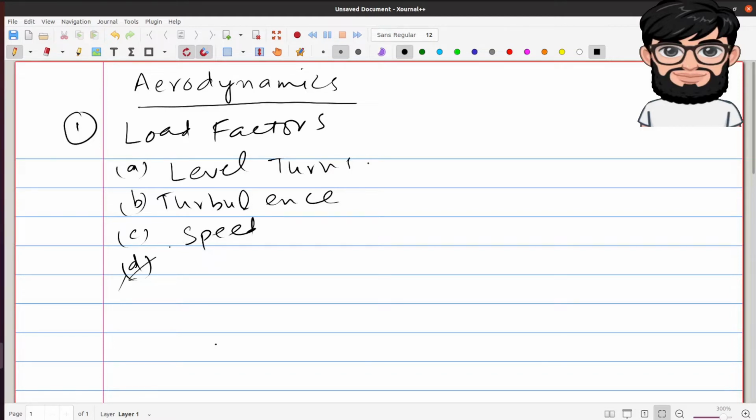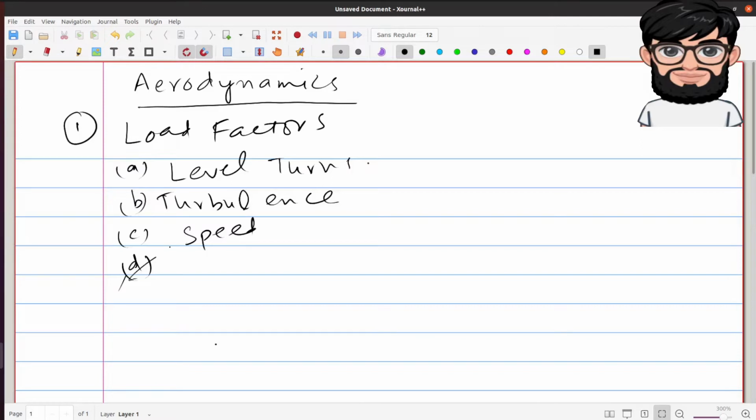So basically three things. The load factor increases at a terrific rate after a bank has reached 45 or 50 degrees. It's going to increase a lot. Turbulence: severe vertical gusts cause a sudden increase in the angle of attack, which is going to result in very high load factors. And the speed: the amount of excess load that can be imposed upon the wing depends on how fast the airplane is flying. At speeds below maneuvering speed, the airplane may stall because the load factor can become excessive.